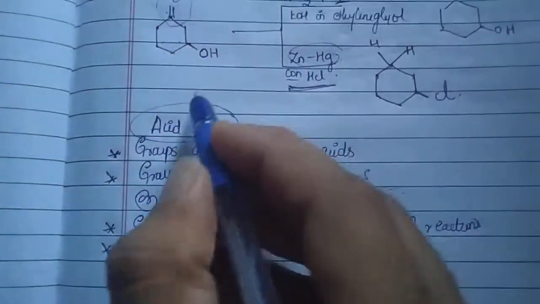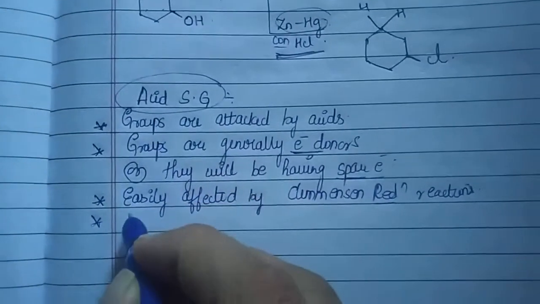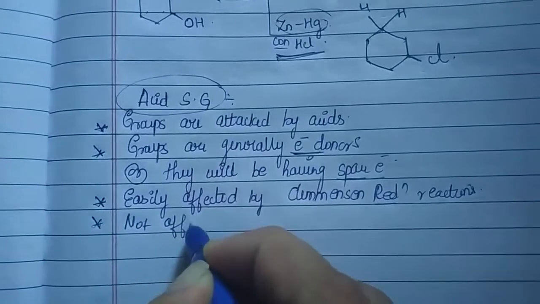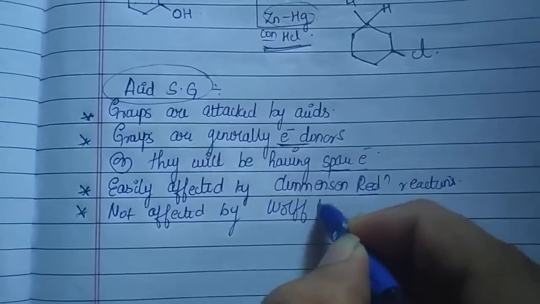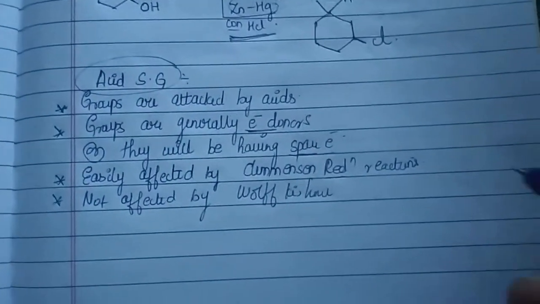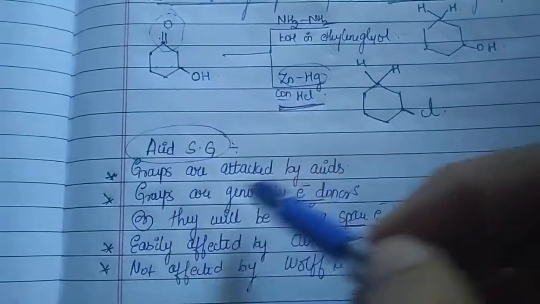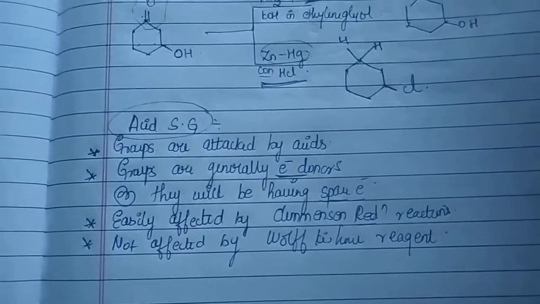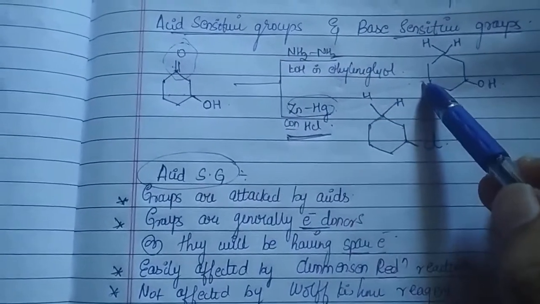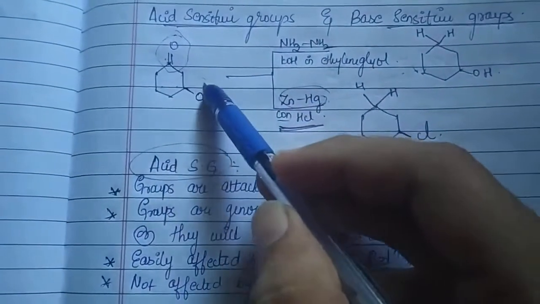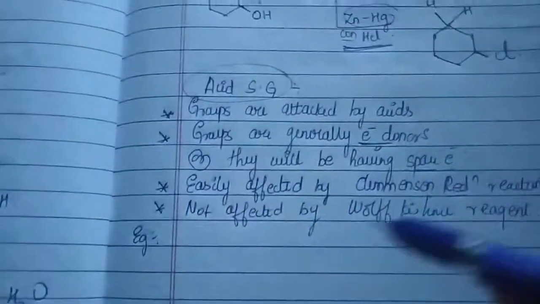So in order to understand when these acid sensitive groups will not be attacked, remember they are not affected by Wolff-Kishner reductions. Wolff-Kishner, I can say instead of saying reaction, Wolff-Kishner reagent. That is, if they are acid sensitive, they will be neutral towards the base. So in base, which we are using in the Wolff-Kishner. That is the reason whenever a basic medium is existing, such acid sensitive groups will be remaining as such. Is that clear?